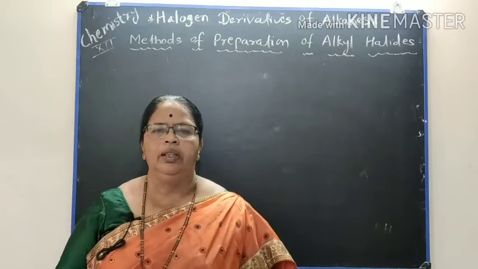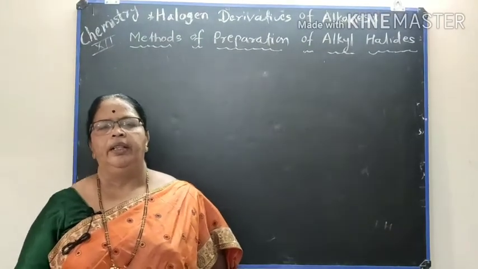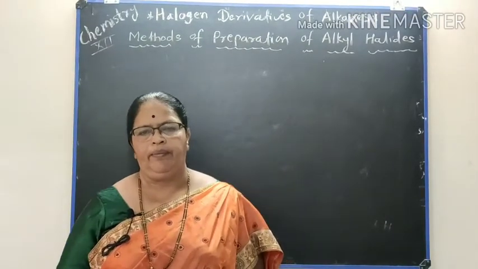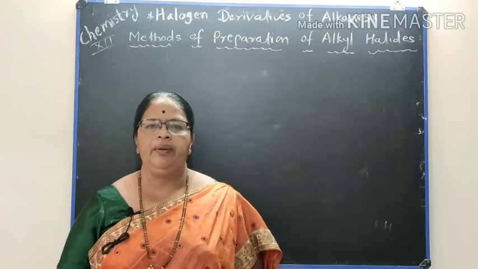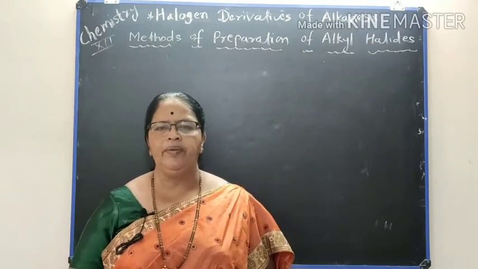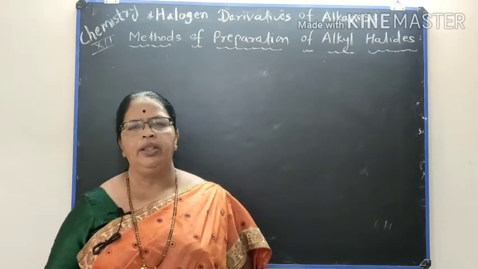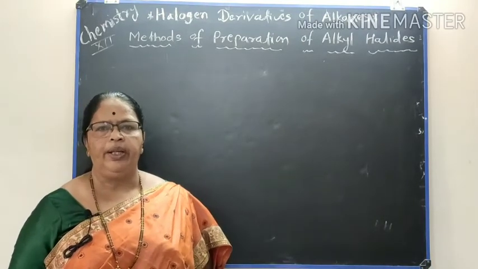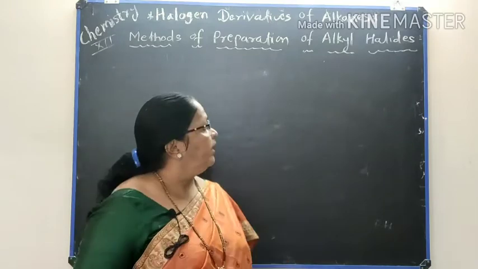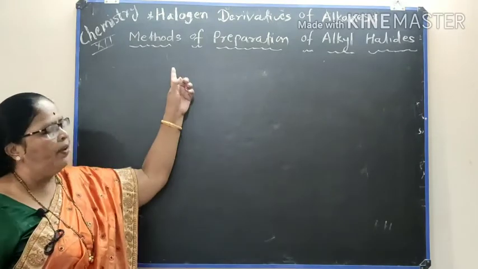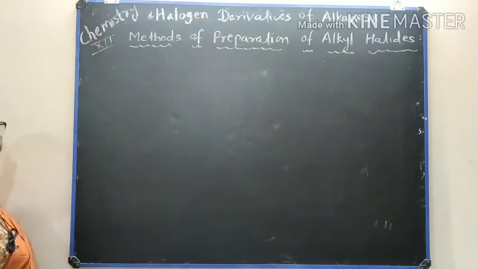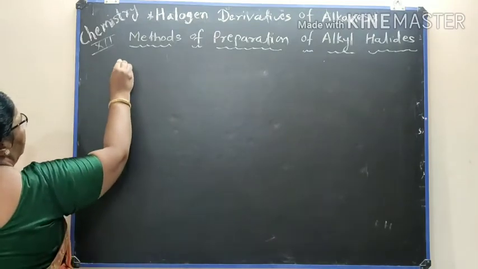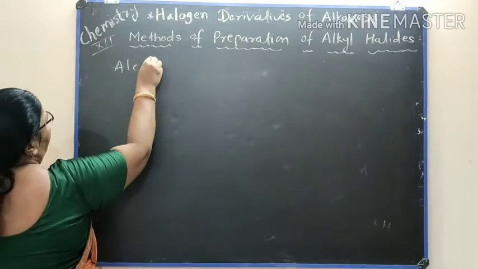Welcome student. In the last lecture we started the halogen derivatives of alkane, and in that lecture we had studied the introductory part as well as the different types of classification of halogen derivatives of alkane. Today we will see the methods of preparation of alkyl halides. There are four different methods, and from that we will see first one from alcohol.